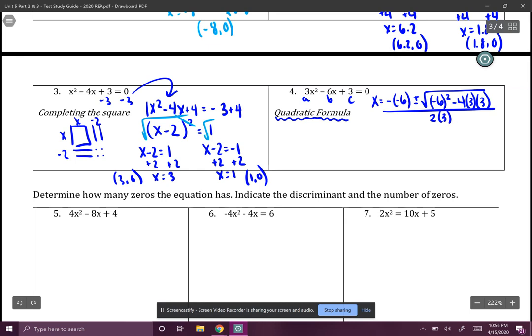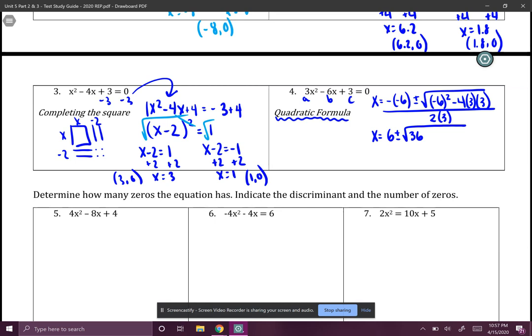Now, this is the part we really got to just take it slow, do it step by step when we simplify things. Here we have x equals a negative 6 gives us a positive 6, plus or minus the square root. Negative 6 squared is 36, not negative 36. That was a lot of errors that people made with that.